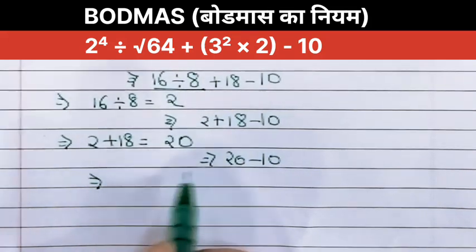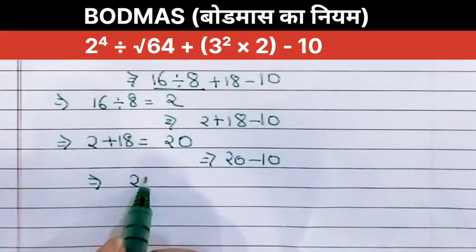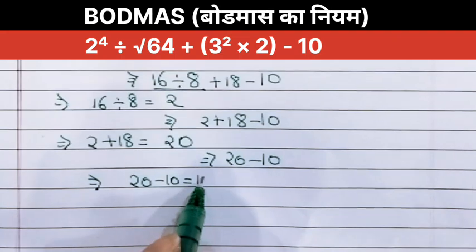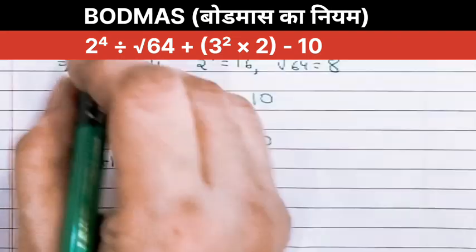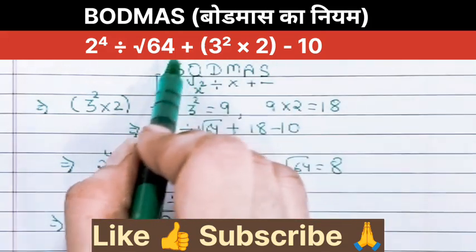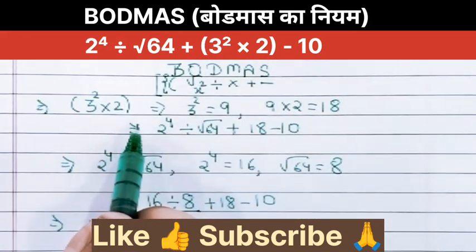And now the last step, perform subtraction. So 20 minus 10 is equal to 10. Subtraction is the final step remaining, and this is the final answer. According to this expression, by using the BODMAS sequence, the final result of this expression is 10.